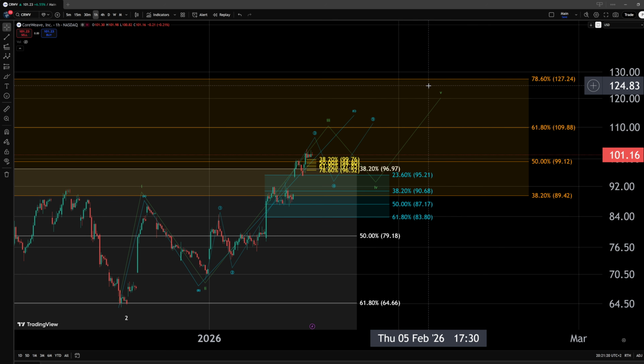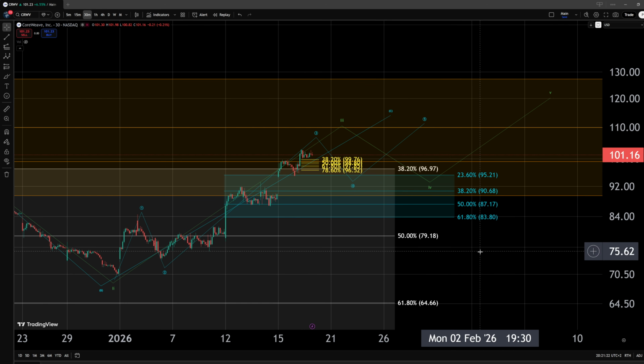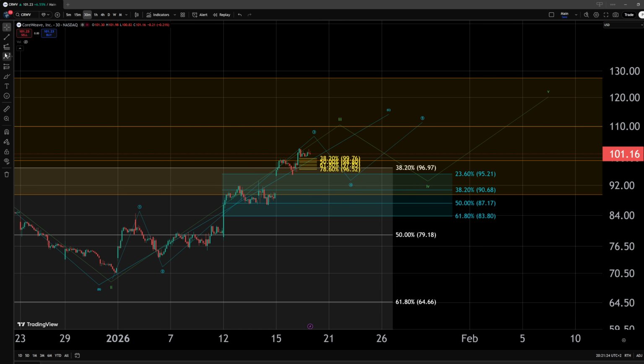This is not the case. For now, we are watching the current levels of support we have, and these are the levels. This is the trade setup.